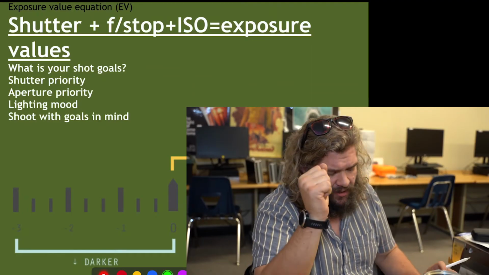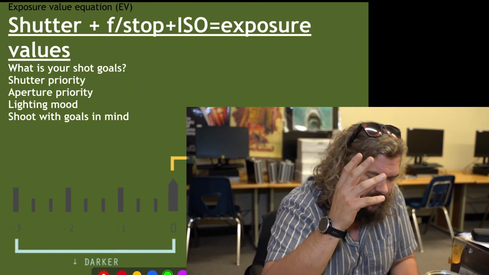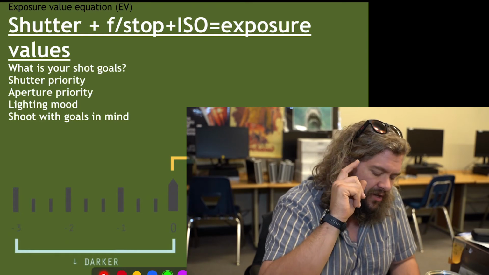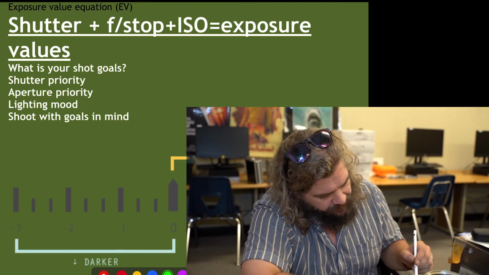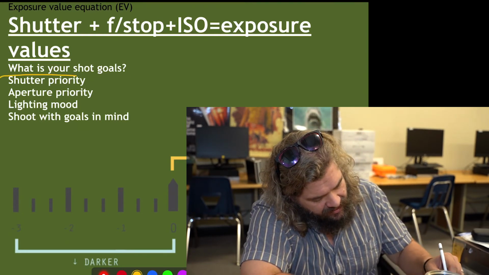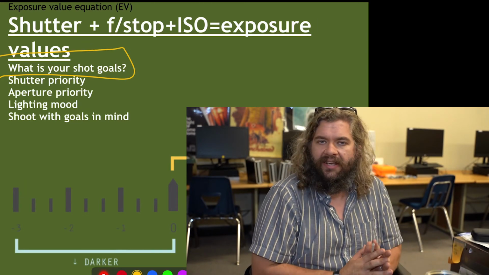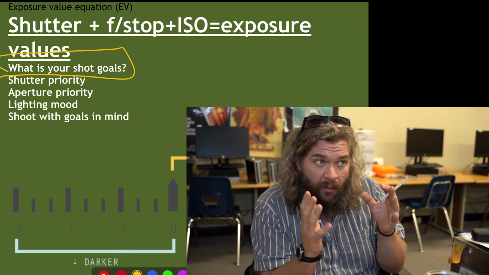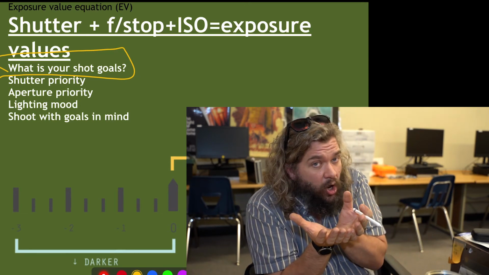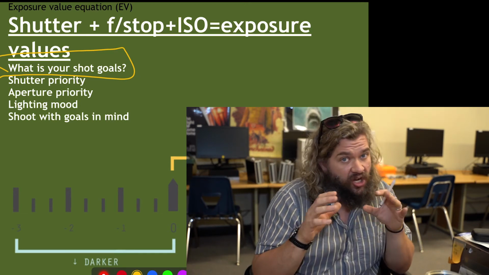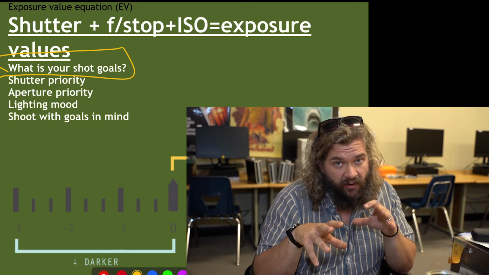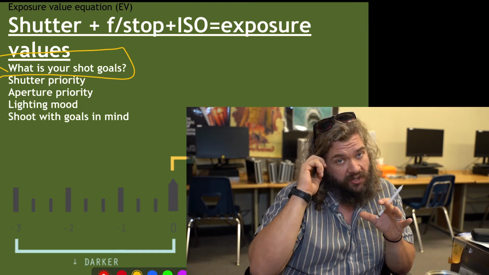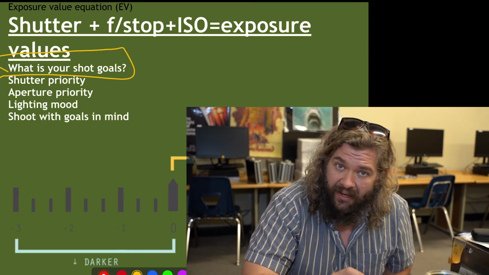And go. All right, guys, so shutter plus f-stop plus ISO equals exposure value. Here's the question you have to ask yourself. What is your shot goal? What is it you want to photograph? Are you photographing sports and you want to pause that moment, the person's just catching the ball? Are you photographing just that perfect moment where the person jumps over the ramp and they are caught in midair with their skateboard and they're paused in motion? Then your priority is speed.